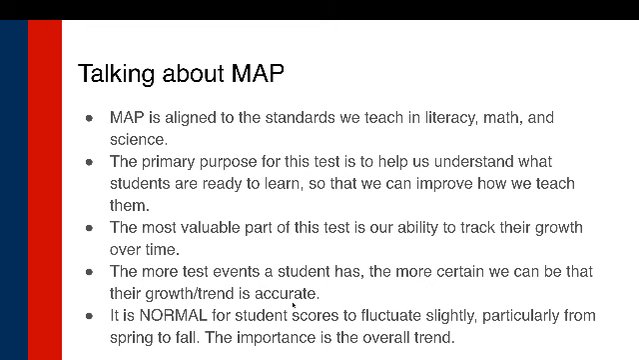It's normal for student scores to fluctuate, and the more test events a student has, the more certain that we can be that their growth trend is accurate. So as you consider using MAP information this fall, these 4 reports might be one place to start to help differentiate learning for kids and make up for lost instructional time.